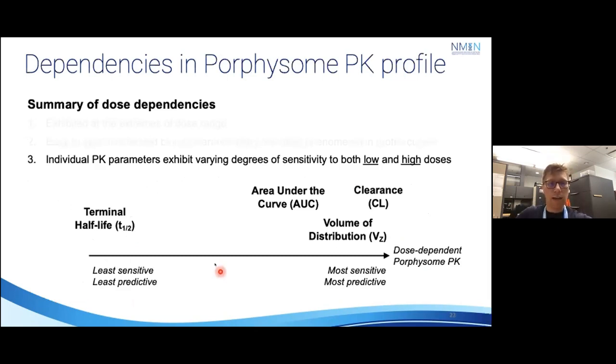And lastly, we found that each PK parameter exhibited a varying degree of sensitivity to dose dependencies for both low doses and high doses. And what I mean by that is, relatively speaking, when we looked at just half-life, it was the least sensitive and least predictive of dose-dependent behaviors in porphysome PK. Whereas looking at the area under the curve, the volume, or the clearance, these were more sensitive and more predictive of these dose dependencies.